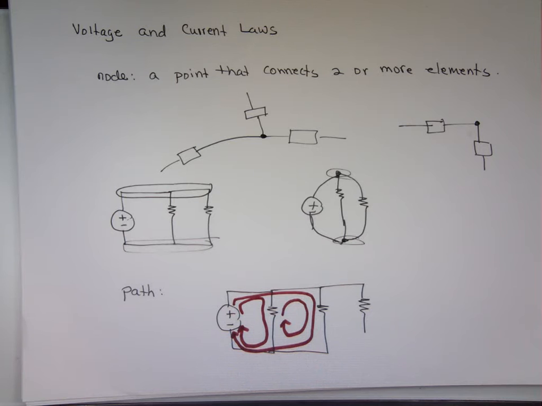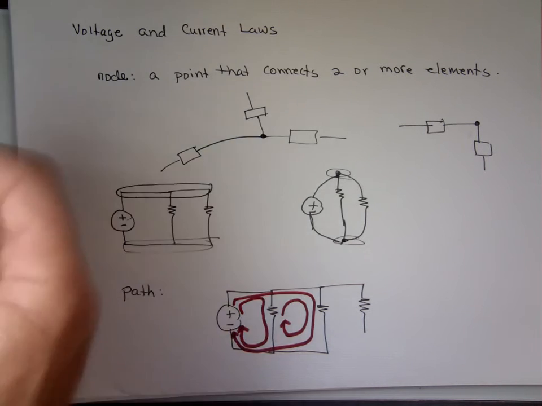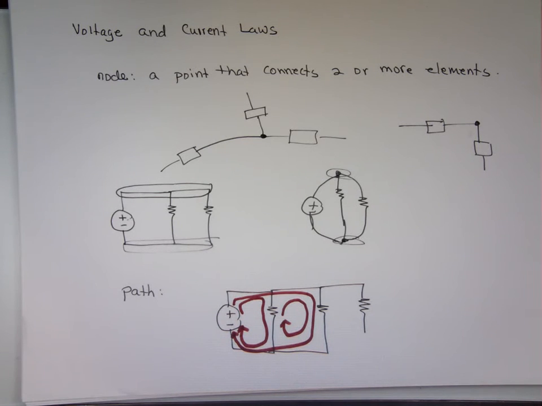What's the definition of a path? A path is defined as a point, like a node, that you start from and you end at. It's like a loop. A closed loop. That's really what a path is. If you start from one spot and you can travel and come back to the same starting point, that's what a path is. So the best way to write a path is as a closed loop.